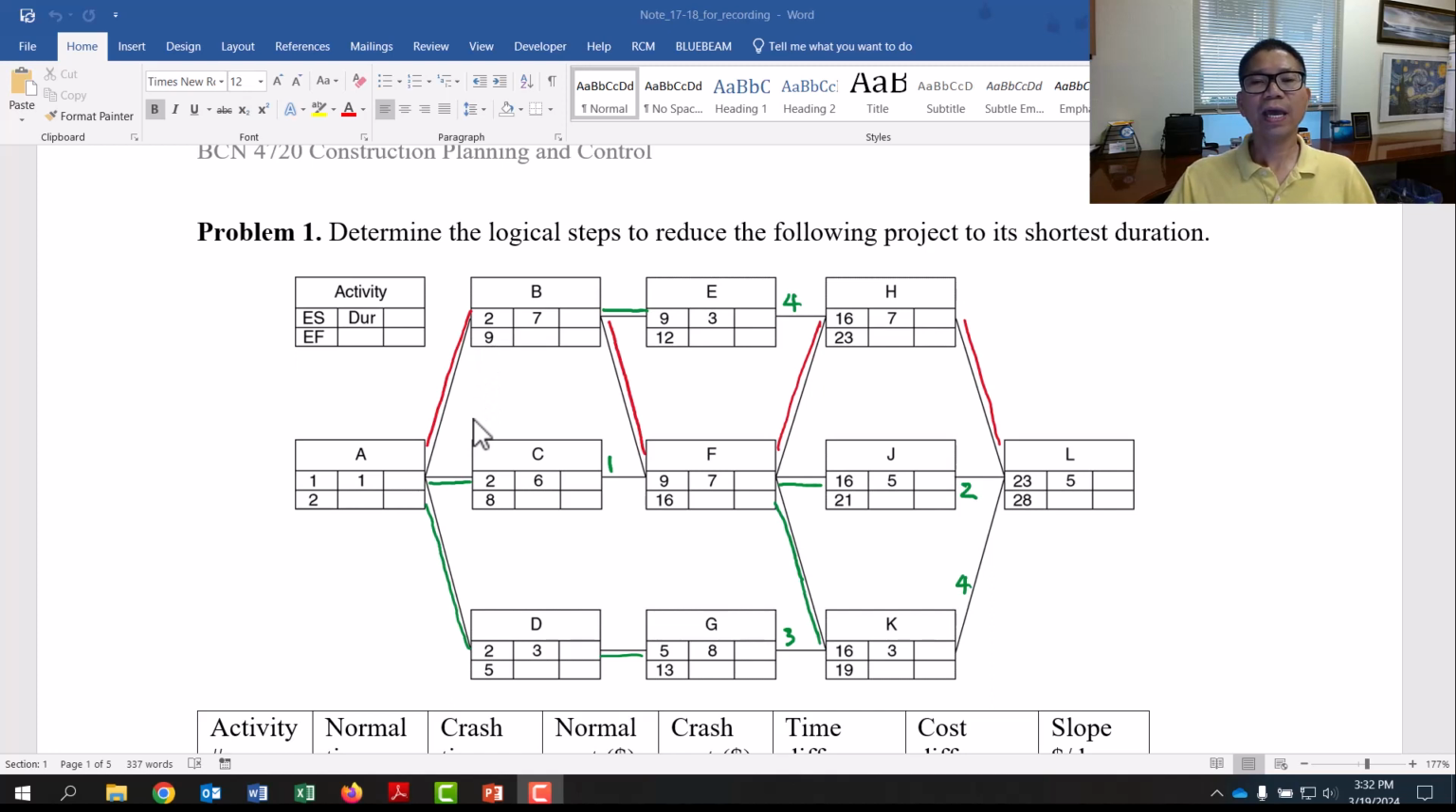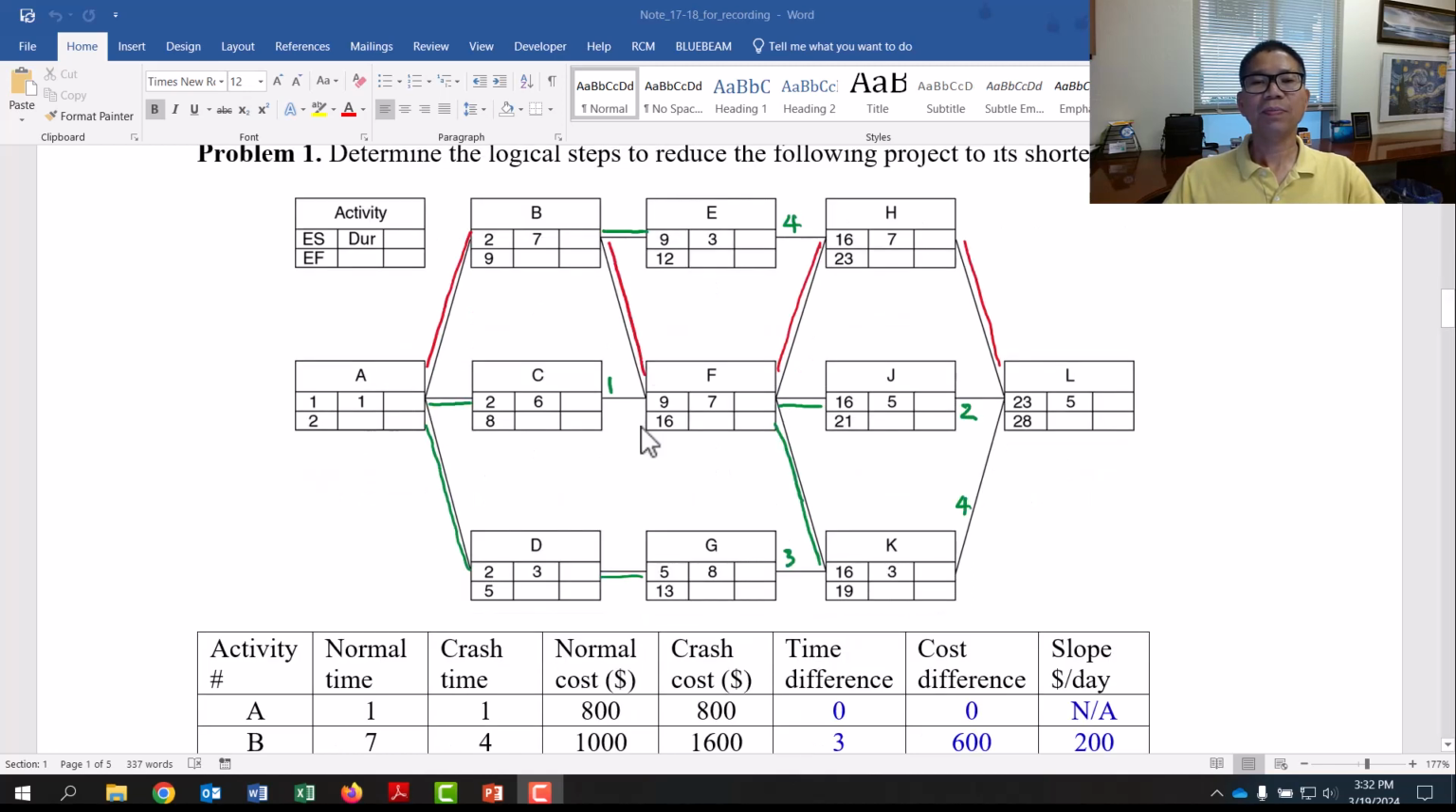And then you can do that for, let's see, for example E and B. E, early start 9 minus early finish of B, 9. 9 minus 9, 0. So I can put a blue line between these. Similarly, let's do one more. Between C and F, I have early start of F is 9, early finish of C is 8. 9 minus 8 equals 1.